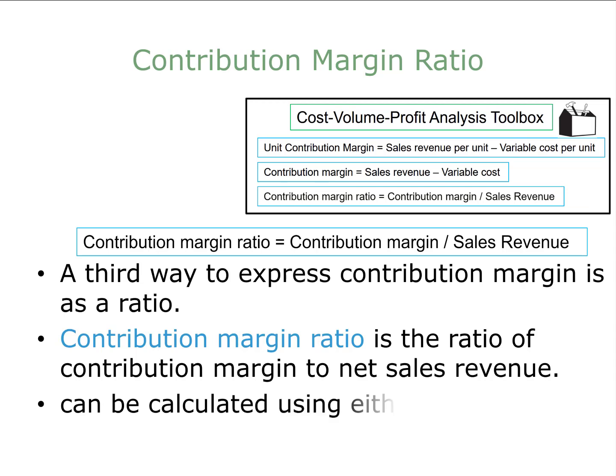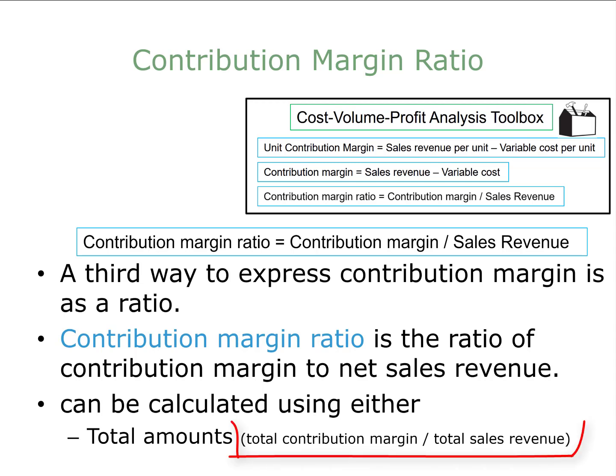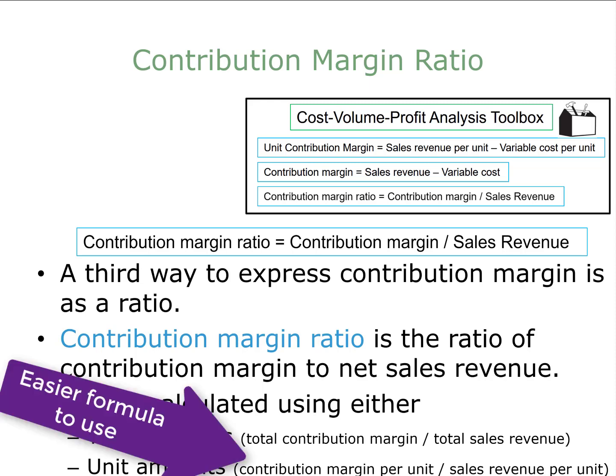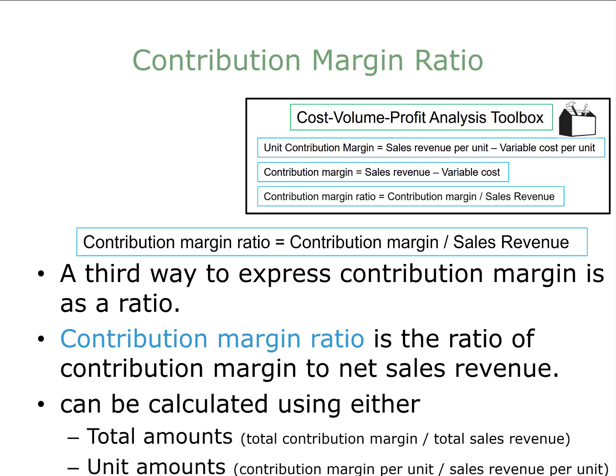Because contribution margin is based on sales price and variable costs, which do not change per unit, the ratio can be calculated using either the total amounts, in which the formula is just total contribution margin divided by total sales revenue, or unit amounts. In other words, the formula becomes contribution margin per unit divided by sales revenue per unit. This is usually the easier formula to use. We'll do an example using both methods on the next slide and also explain what the result means.